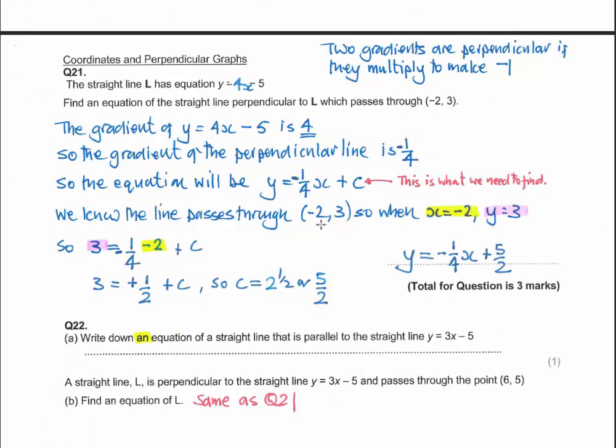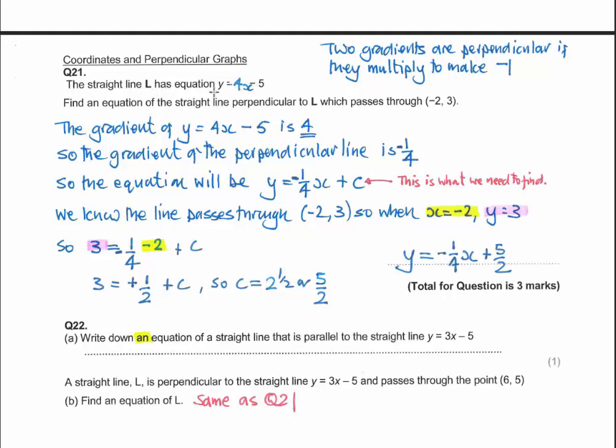Question 21. There's something that we haven't done yet, and it is that two gradients are perpendicular if they multiply to make minus 1. So if something has a gradient of 2 and something has a gradient of minus a half, together when they multiply they have an answer of minus 1, and the two lines would be at right angles to each other, perpendicular. So another way of saying that they multiply together to make minus 1 is this. If you have a gradient of 4, then flip it upside down, a quarter, and make it minus. And if it was minus already, make it plus. So I've changed the question to give you an example.